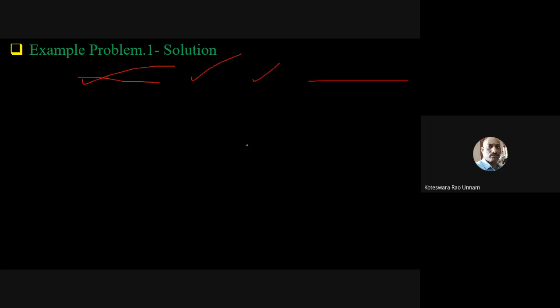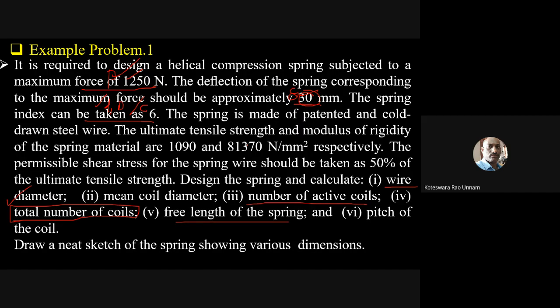So that is also given in the problem. Sometimes it may not be given. If it is not mentioned in the problem, you need to pick that from the data book. So here the ultimate tensile strength of the spring material is 1090 Newton per mm square, and the modulus of rigidity is nothing but shear modulus.